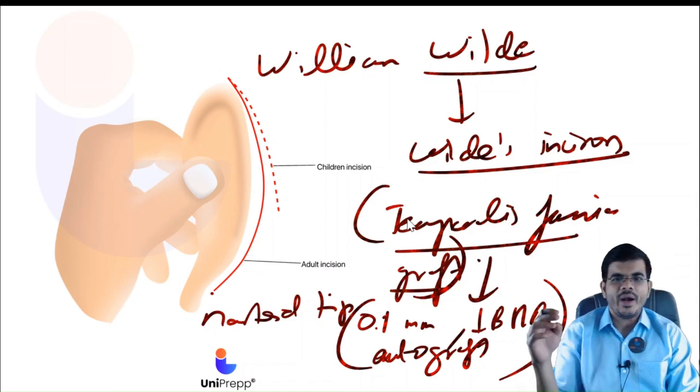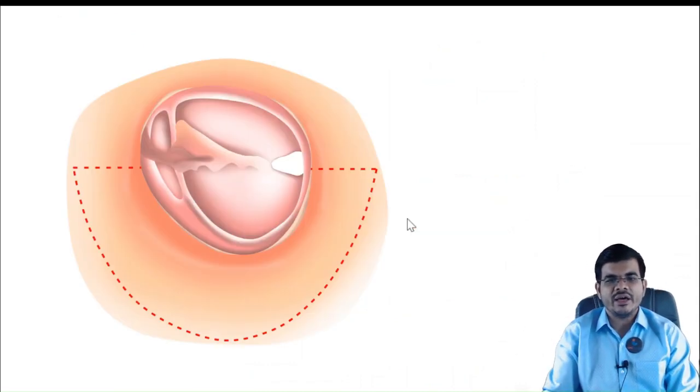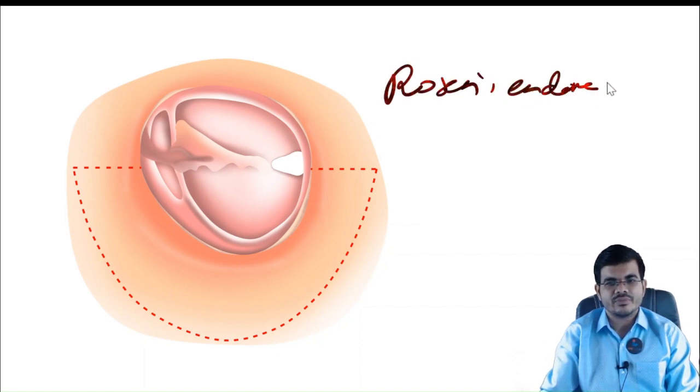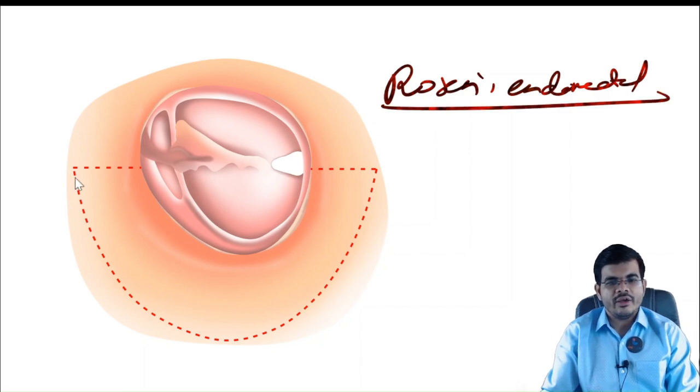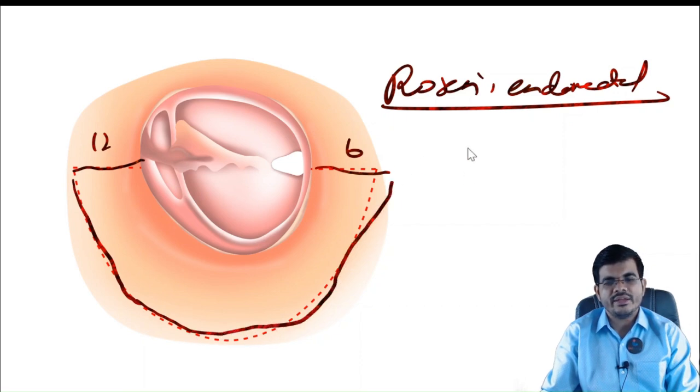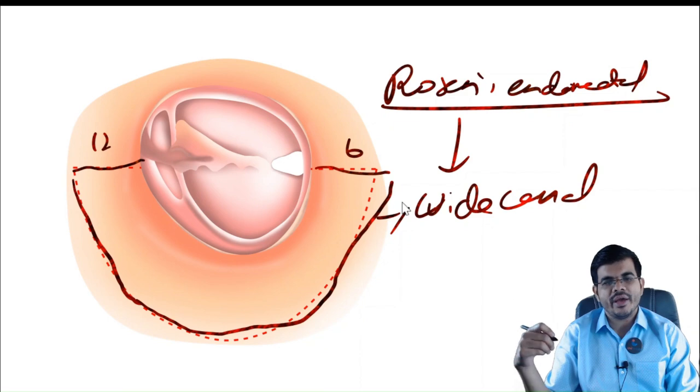Now what is the other type of incision that you see here? This is the Rosen's endomeatal incision. You will put an incision like this at the 6 o'clock and the 12 o'clock position. You will put vertical incisions and then a curvilinear incision connecting the two, and this is done for a wide canal. When you have a wide canal, it is easy to do an endomeatal surgery. The endomeatal approach will be enough.